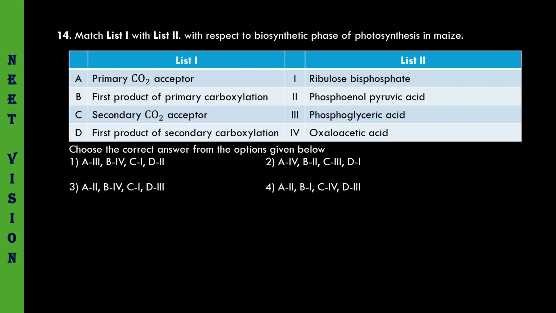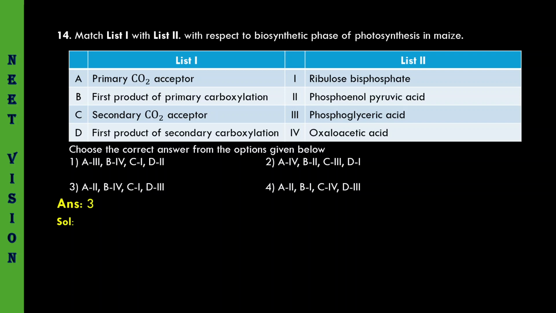So the third option must be the correct one. Secondary CO2 acceptor, secondary carbon dioxide acceptor, that is ribulose bisphosphate, C1. The first product of secondary carboxylation is 3-phosphoglyceric acid, D3. The third option must be the correct one. Let us see the answer.